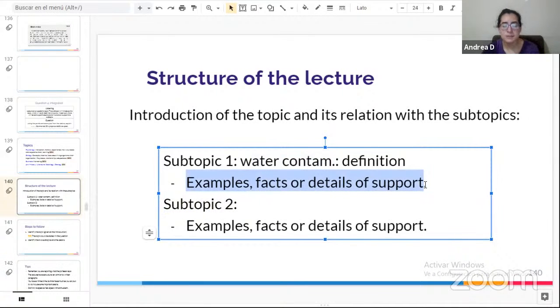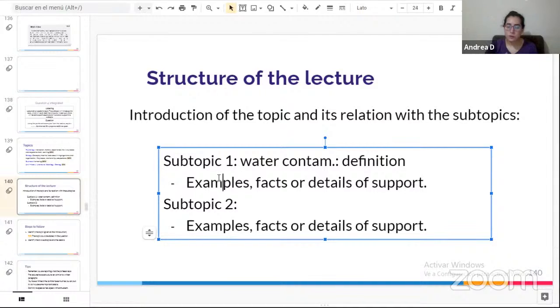So maybe something specific, maybe the name of a river, the history of a lake, or how this ocean got contaminated. I don't know, but you will have a very specific example in there. So it will always be like that. First, the introduction from bigger to smaller, then the subtopic, its definition, and then the example.